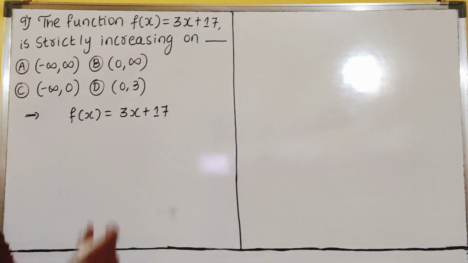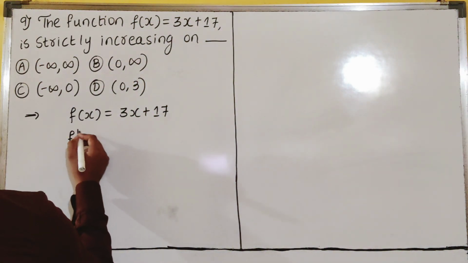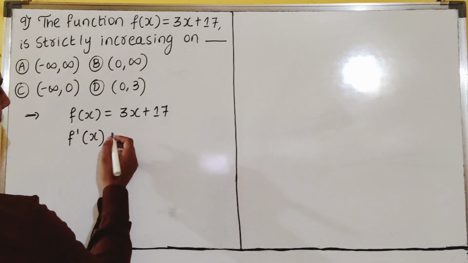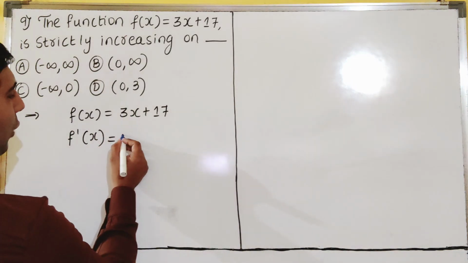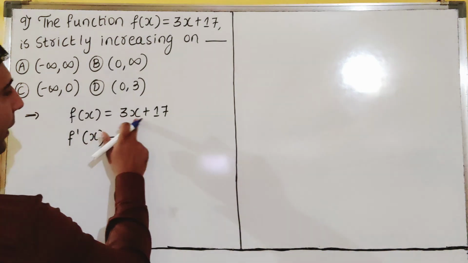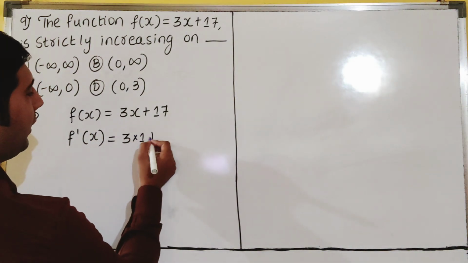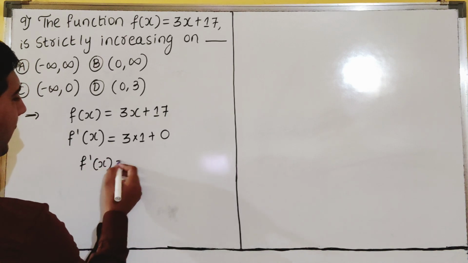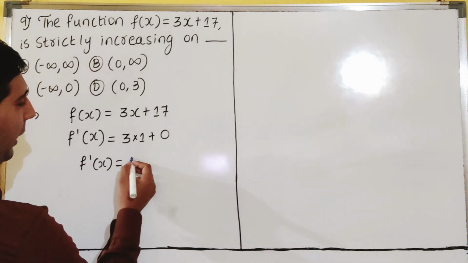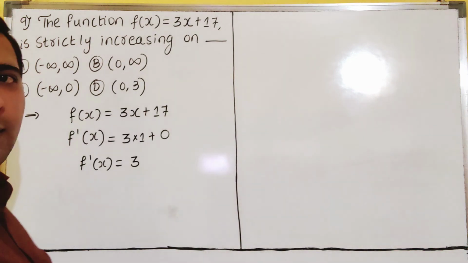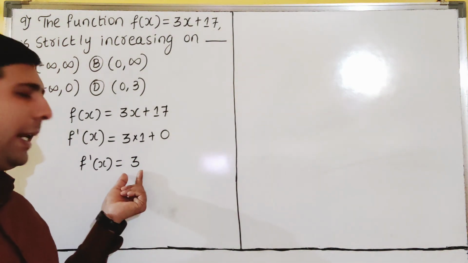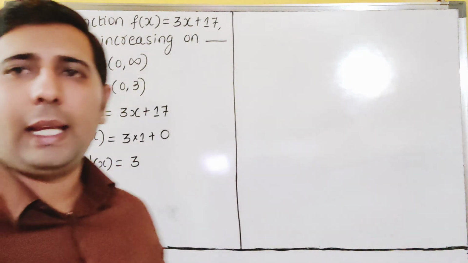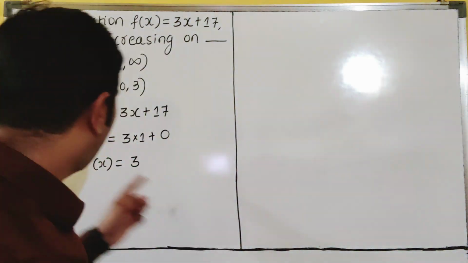So now see, what is the derivative of f of x? f dash of x. In 3x, the constant is written as is. The derivative of x is 1, dear students. The derivative of 17 is 0, because the derivative of a constant is 0. So 3 times 1 is 3, 3 plus 0 is 3. Don't write 0. So f dash of x is equal to 3.